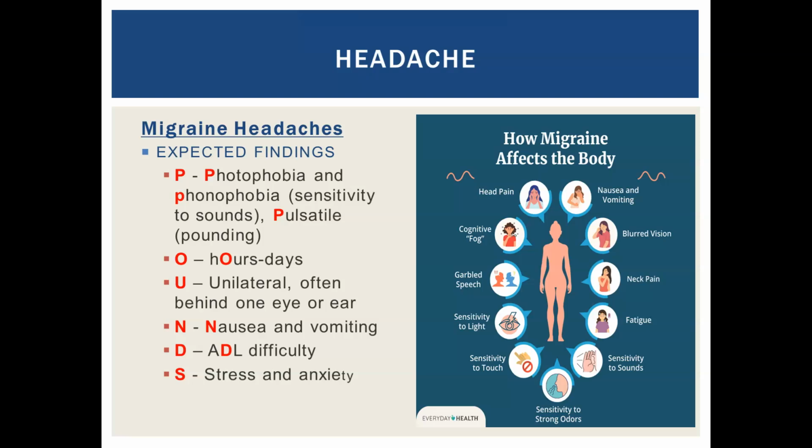So migraines, you see how they affect our body overall. Head pain, you have this cognitive fog, you can have garbled speech, sensitivity to light, sensitivity to touch, strong odors, sounds. Then you have that general kind of malaise, fatigue, the neck pain, the blurry vision, and the nausea and vomiting.